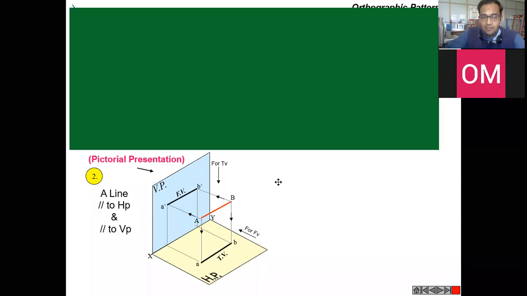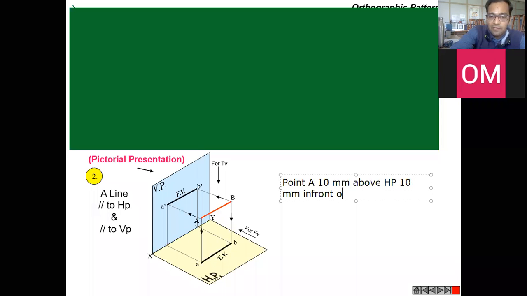So we'll say for this condition there will be a point A which is 10 mm above HP and 10 mm in front of VP. This is the condition what we are considering right now. We are considering certain vectors. And point B, for point B we are also saying it is having position 10 mm above HP and in front of VP.